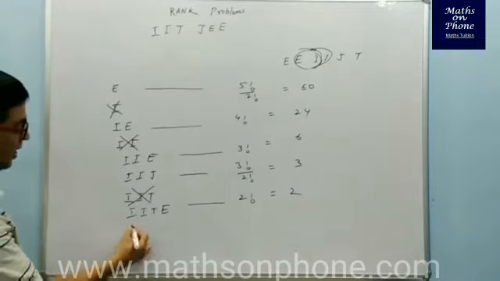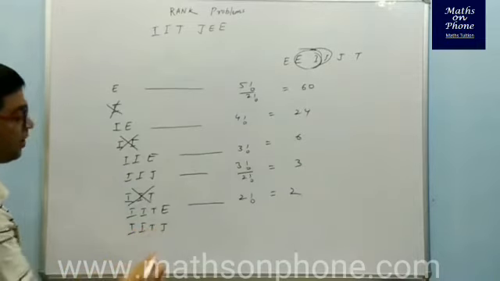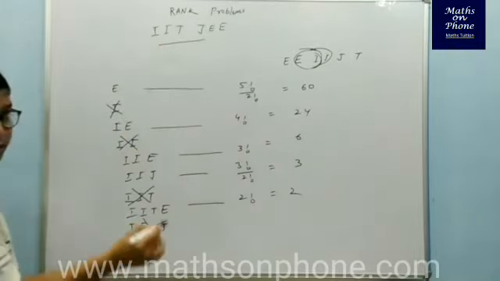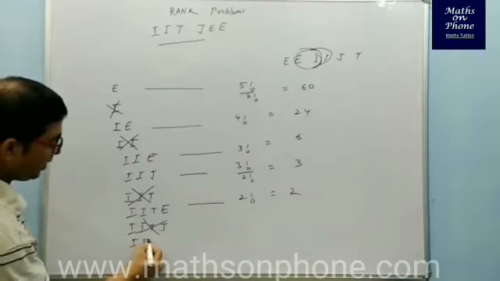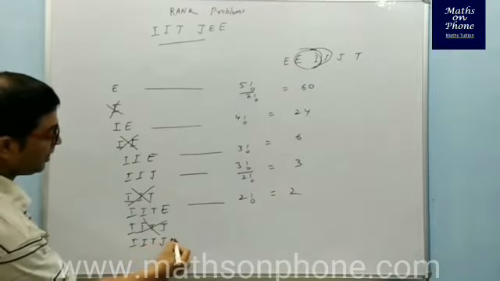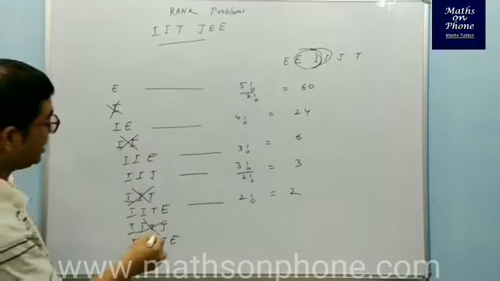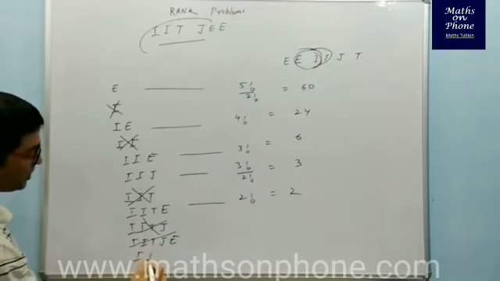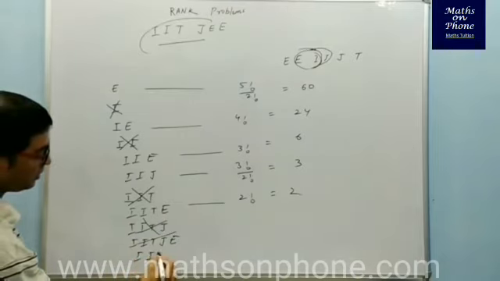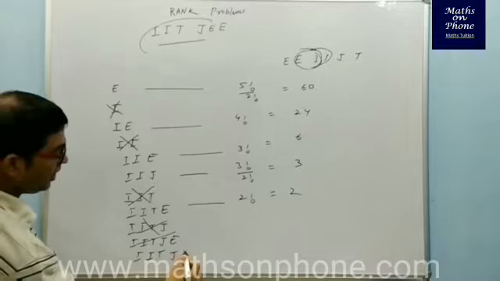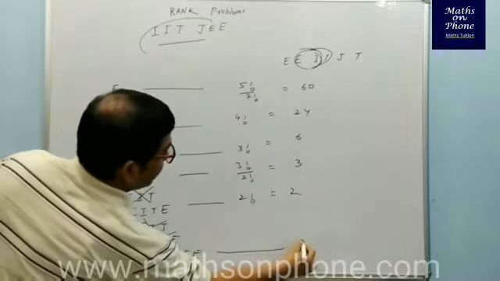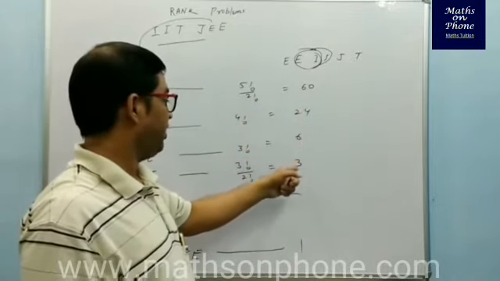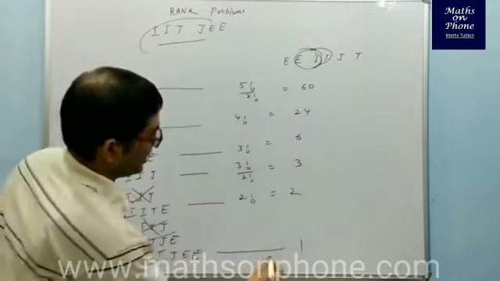And next is I, T, J. That is the actual, see here. So this will cancel out. Then I will go for I, T, J, E. That is again the actual. Cancel out. And the final word is I, T, J, E. That is the final word. So the rank is coming out to be 60, 84, 90, 93, 95 and 96.